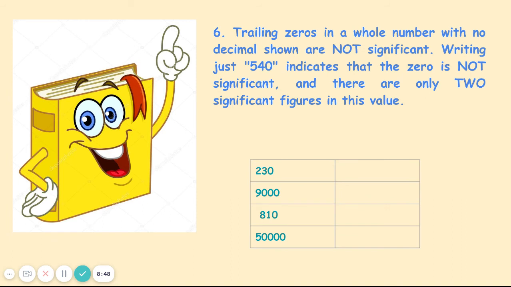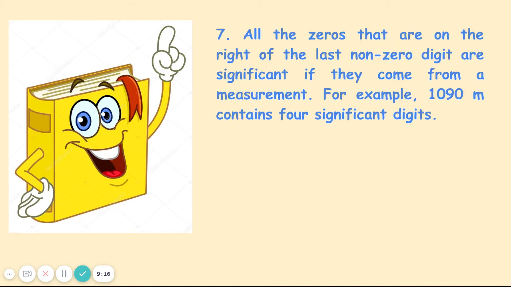So, example, 230. So, wala tayong decimal point. Kanina, 3 yan nung may decimal point. Ngayon, 2 na lang siya. So, 9,000. Kanina, 4 yan kung may decimal point. Ngayon, 1 na lang siya. So, 810. Kanina, 3 yan kung may decimal point. Ngayon, 2 na lang siya. So, 550,000 dahil wala na siyang decimal point, 1 na lang siya. Okay? So, yun po. Okay, rule number 7.